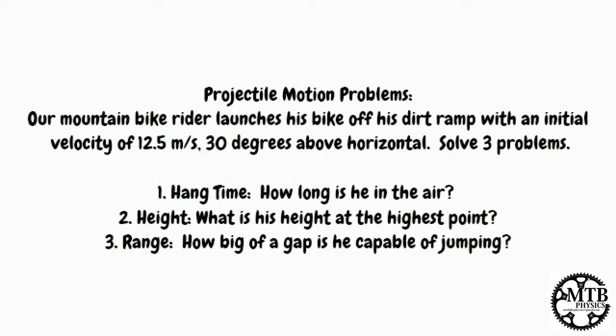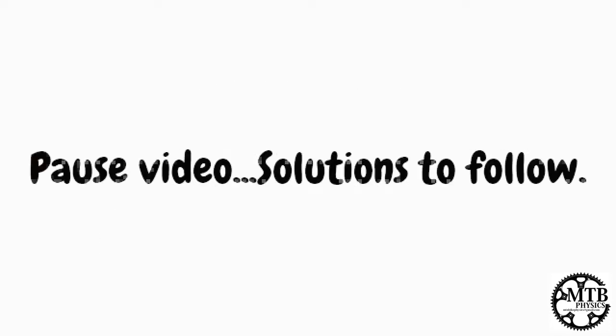Here's our problem. Our mountain bike rider launches his bike off a dirt ramp with an initial velocity of 12.5 meters per second, 30 degrees above horizontal. Solve the following 3 problems: hang time, height, and distance. Here's the solution for our first problem.